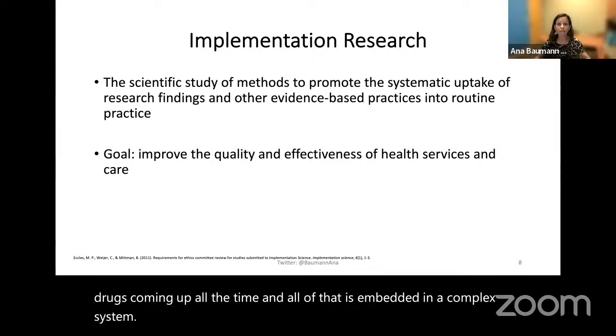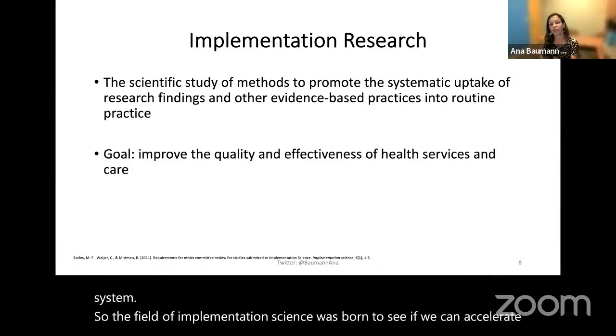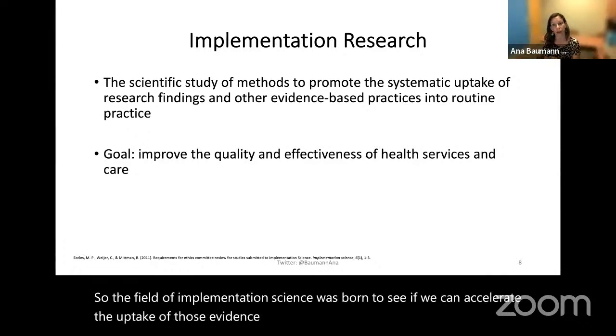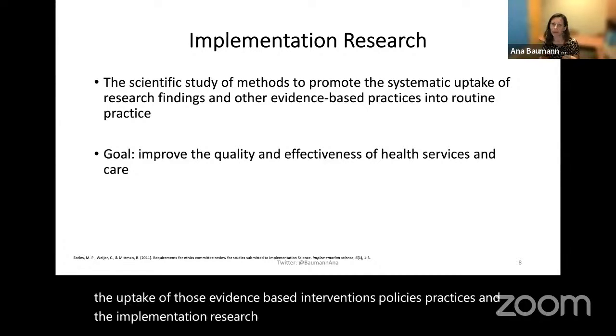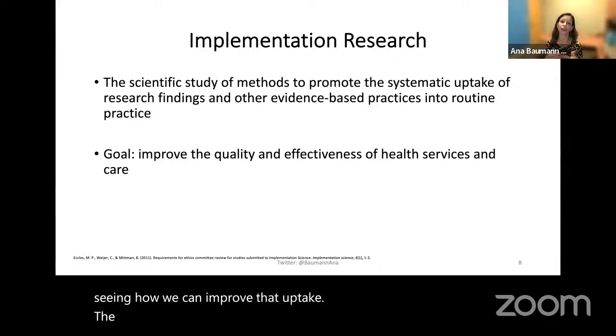So the field of implementation science was born to see if we can accelerate the uptake of those evidence-based interventions, policies, practices. And the implementation research then is the study of the methods and seeing how we can improve that uptake. The goal is to improve the quality and effectiveness of health services research and care.